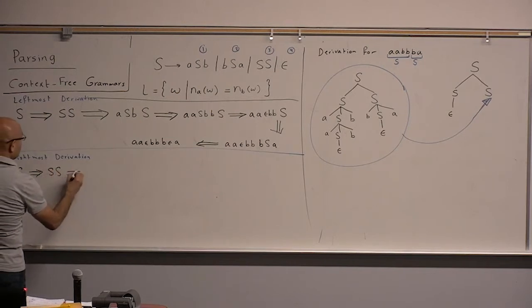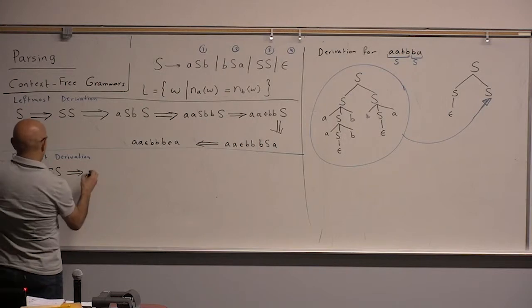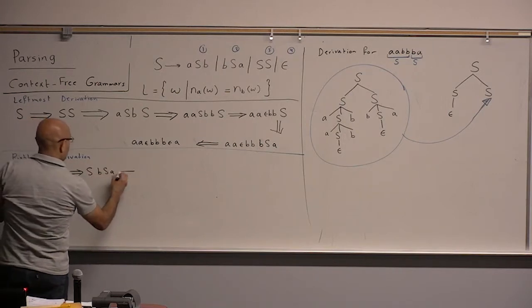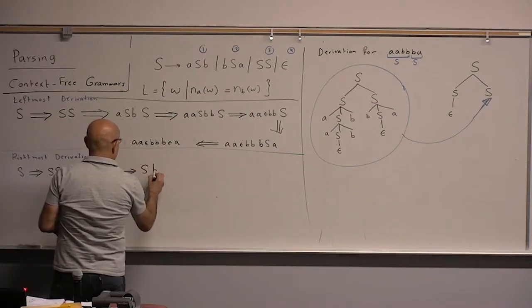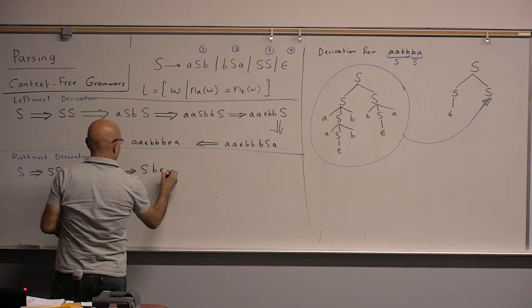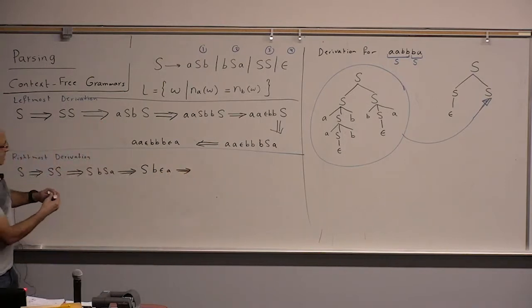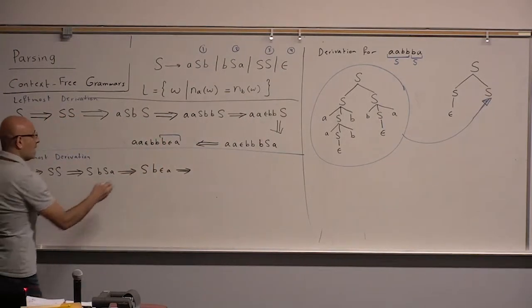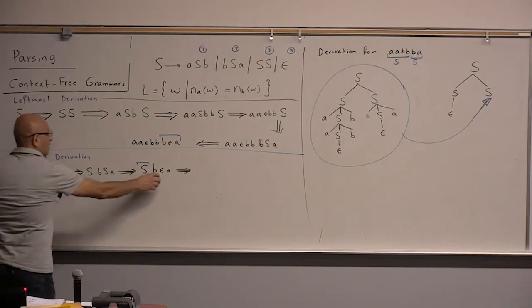SS. Then we substitute for the right. So substituting for the right is going to be S, B, S, A. Then this is going to go to S, B, epsilon, A. So we did this part first. We did the right first. Now we are done with the rightmost part.